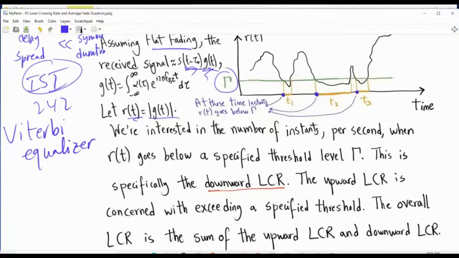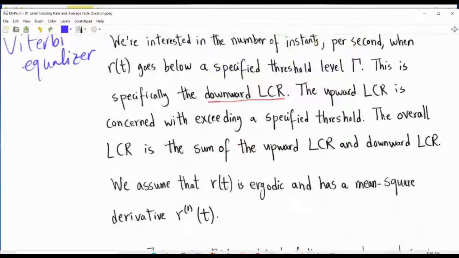You can study the upward level crossing rate. I will leave this as a homework problem in homework 3. The upward is when you go above a certain level, and you can study the overall level crossing rate, which is when you pass through a certain value and you don't care whether you are going below it or above it. The overall level crossing rate is just the sum of the downward level crossing rate and the upward level crossing rate. In this lecture, our focus will just be the downward level crossing.